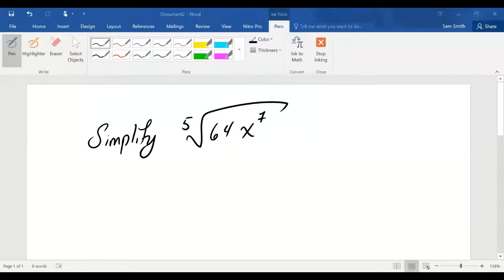I would like to show you an example of how to simplify nth roots in the case that the numbers in your problem are relatively small and easy to work with. So this is the grouping method, what I would call the grouping method for simplifying nth roots.